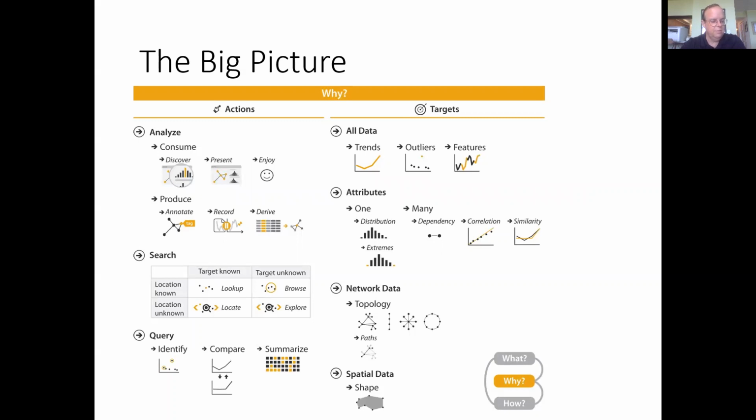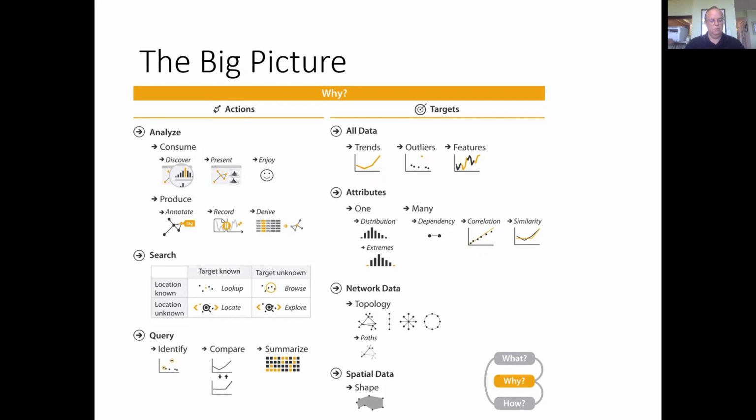So when we're talking about finding things, the target is some aspect of the data that's of interest to the viewer. And we may be looking at some high-level targets such as trends, which are high-level characterizations of patterns in the data, outliers, data that don't fit well, or features, which are structures within the data that are of interest.